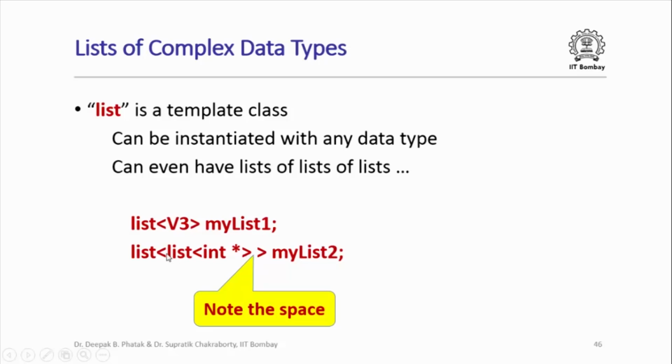And of course, when you're using lists of lists, you should note that this space is important. If you omit this space, this will appear like two greater than symbols one after the other. So that will be as if we are trying to read some input. It's also called the streaming operator, but we do not want that here. So we must put the space here when we are trying to instantiate a list class with a list type itself.